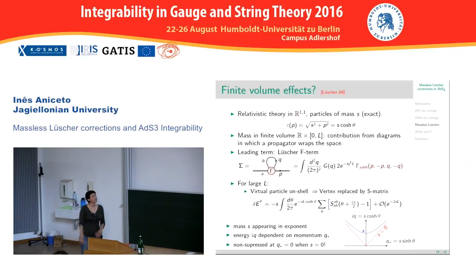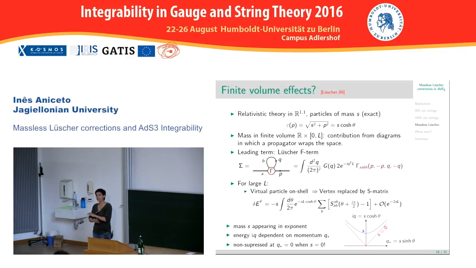So, finite volume effects. We start from Lüscher, the original calculation by Lüscher. We start from a relativistic 1+1 dimensional theory with particles of mass m. The mass is assumed to be exact. What do I mean by this? It means that it's already renormalized with every diagram that you could think of in infinite volume.